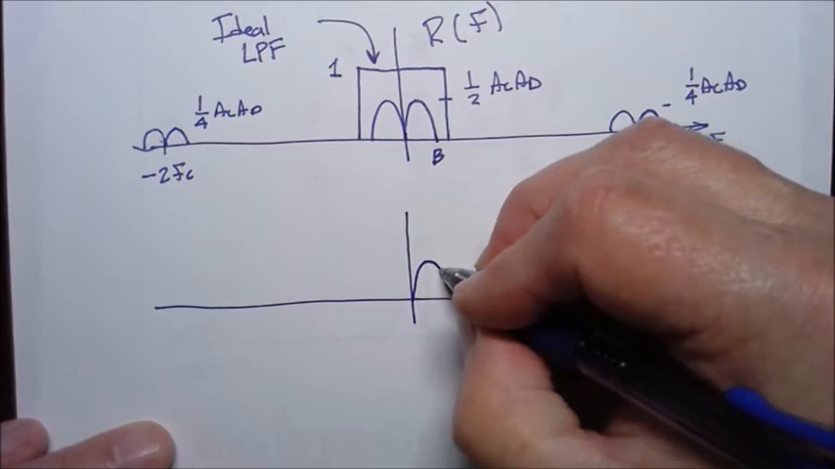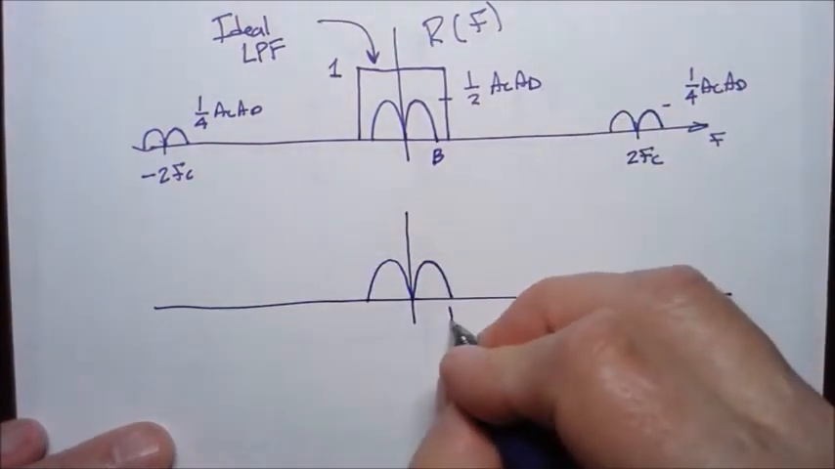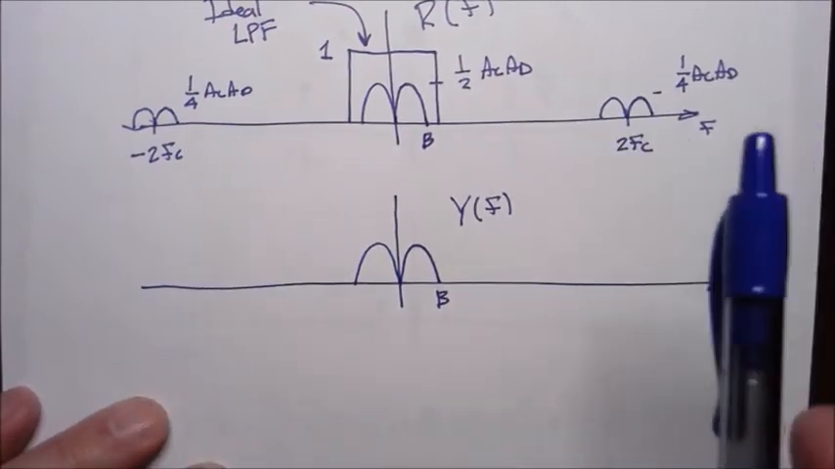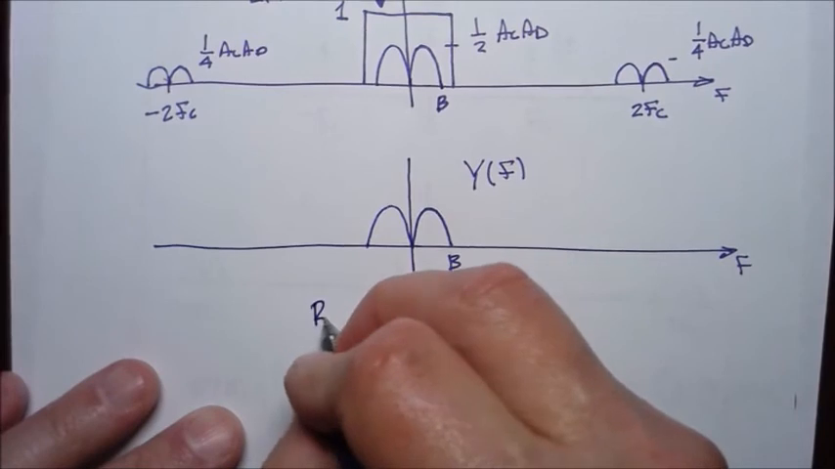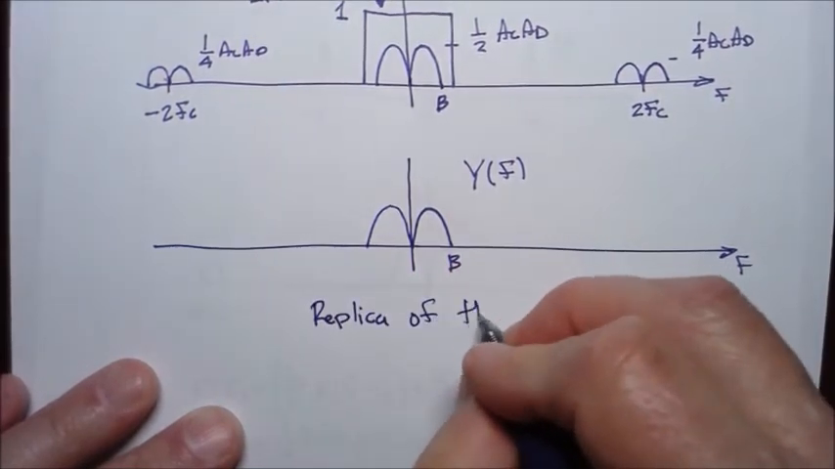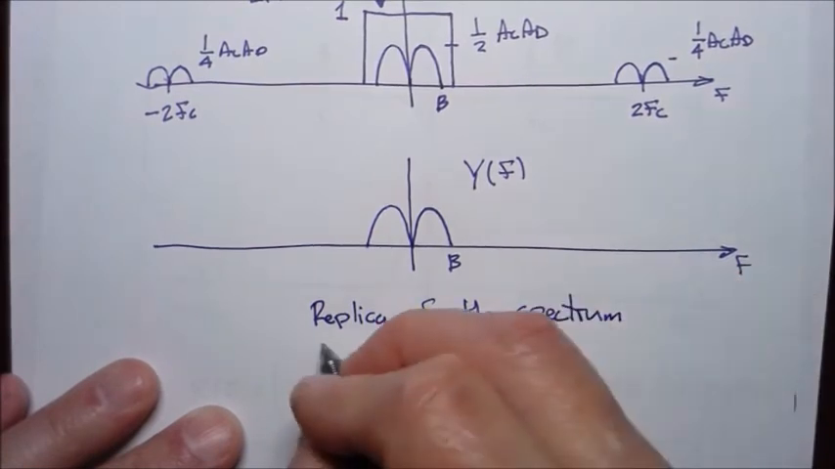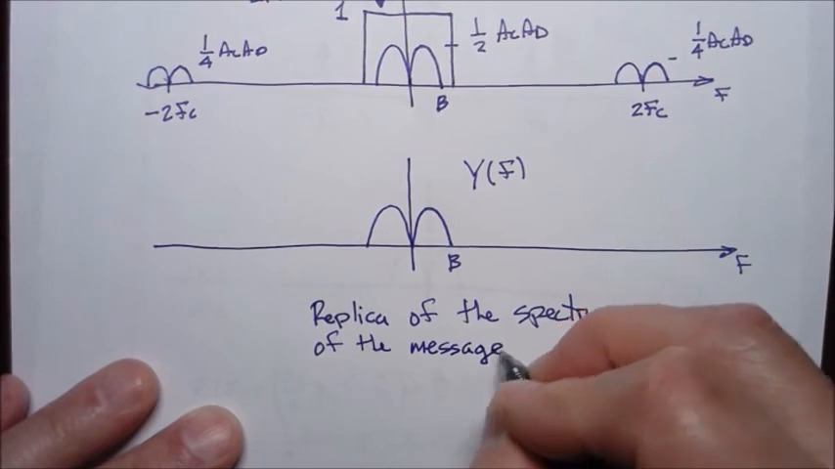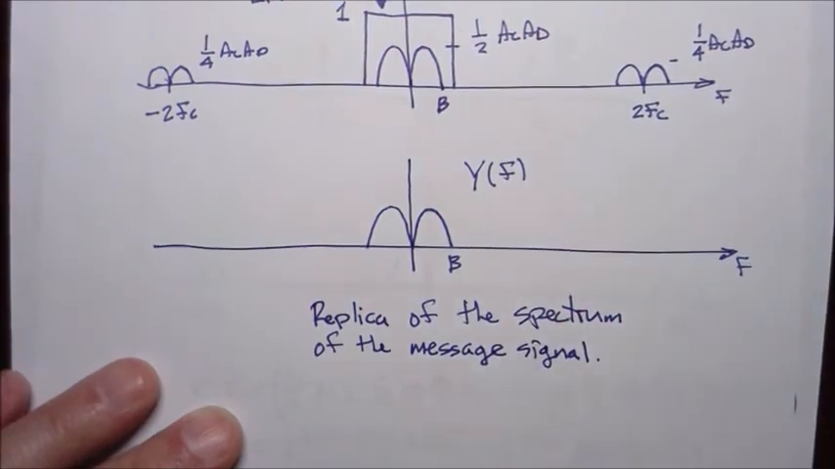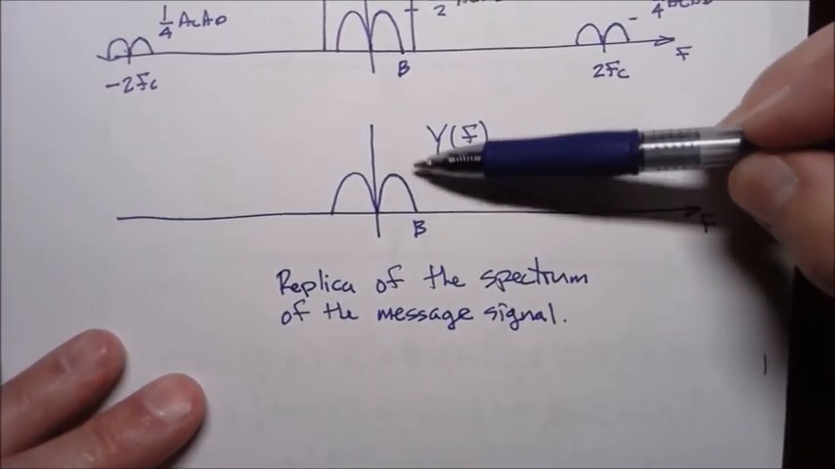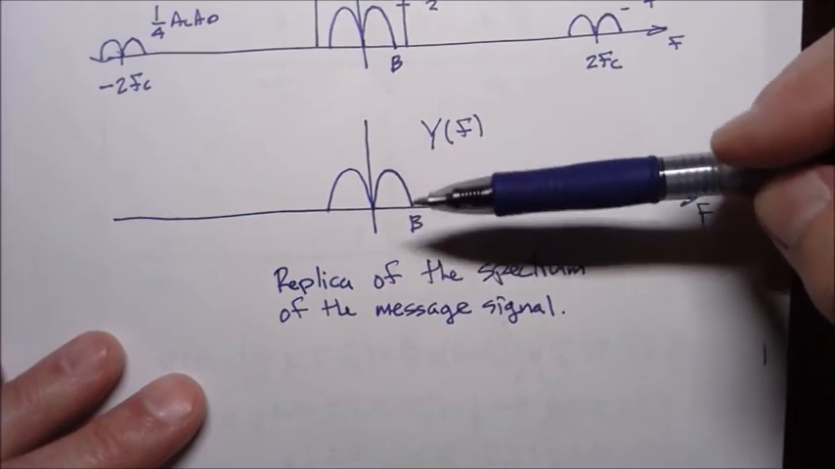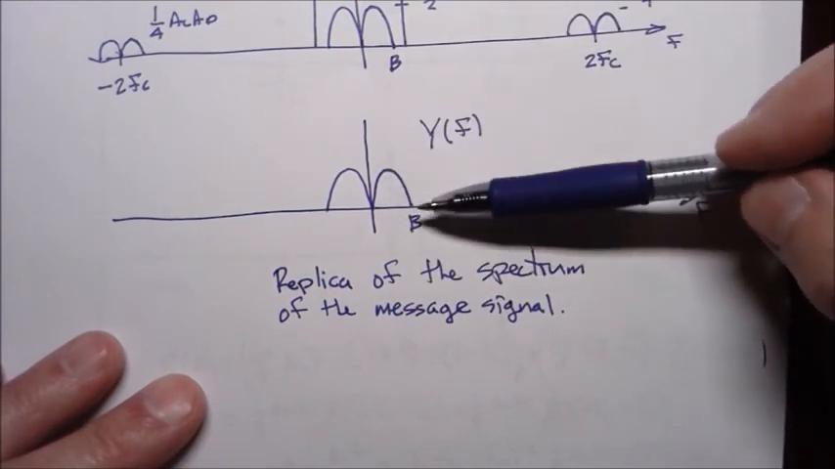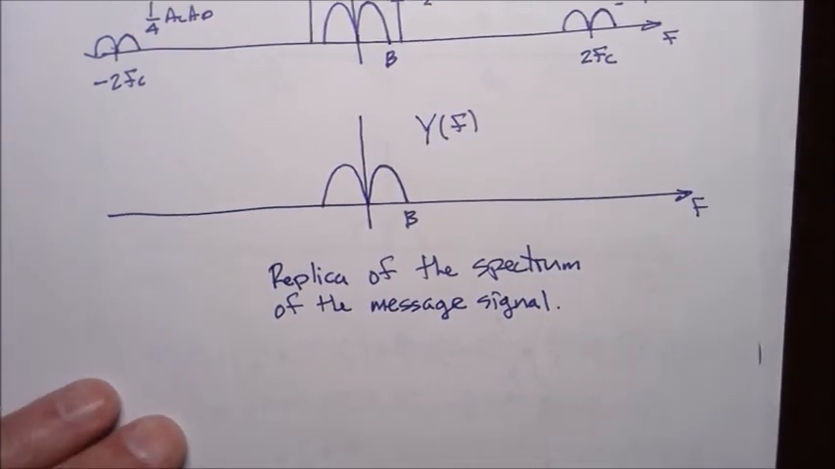So what we will get out of the low-pass filter is, this is capital Y of F, and it's eliminated the two high-frequency components, and this is a replica of the spectrum of the message signal. And it only differs from the spectrum of the message signal by some scale factor. And the scale factor is not significant for us because we can always amplify or attenuate as we need in order to make the signal the amplitude we wish.